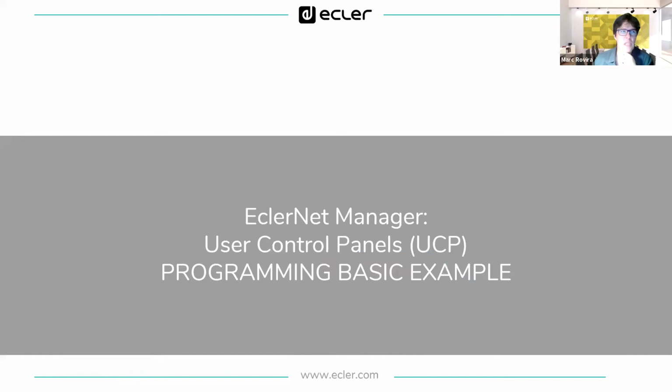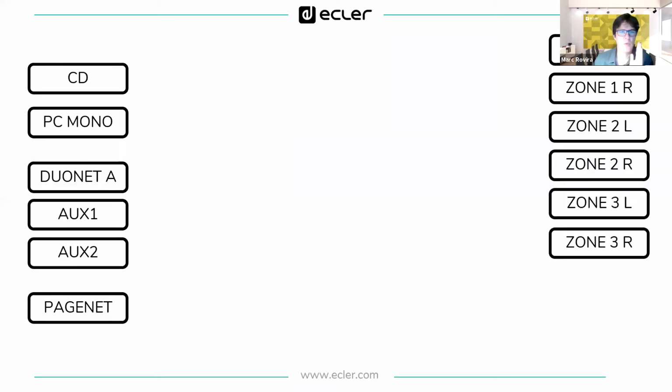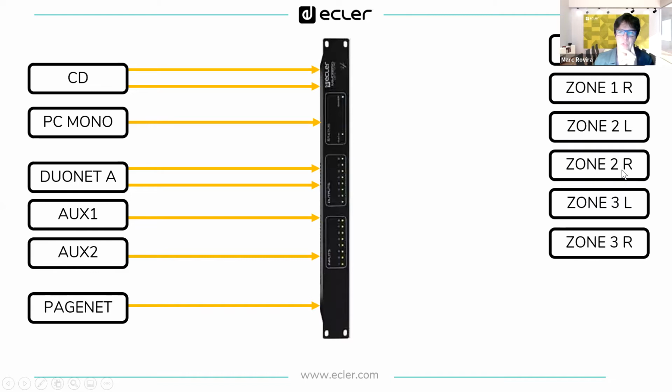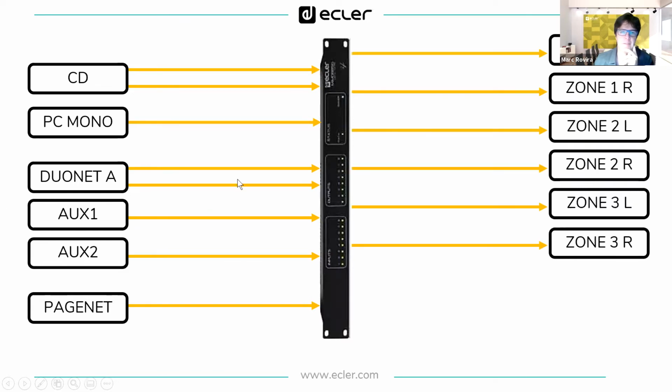So let's see a basic example, okay, step by step. Let's see, what do we want here, okay. We have these sources, okay, CD, PC Mono, Duonet A, 2 auxiliaries, and a PageNet, okay. And we will have 3 zones, stereo zones, okay. Remember to activate the stereo mode in the ones we need, here in the outputs as well.